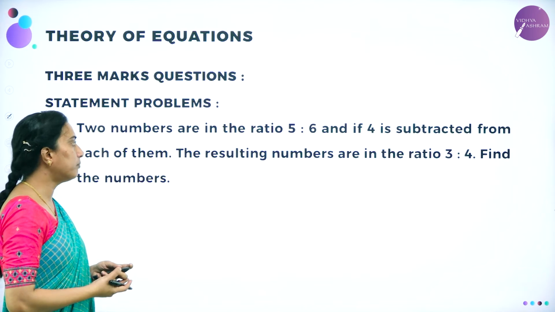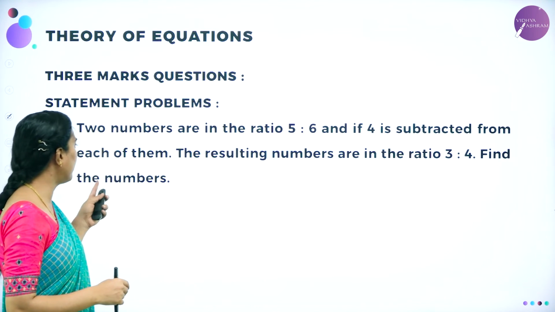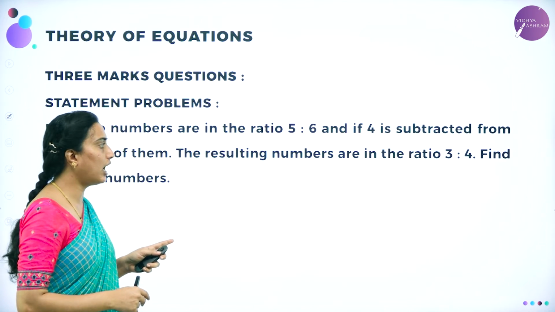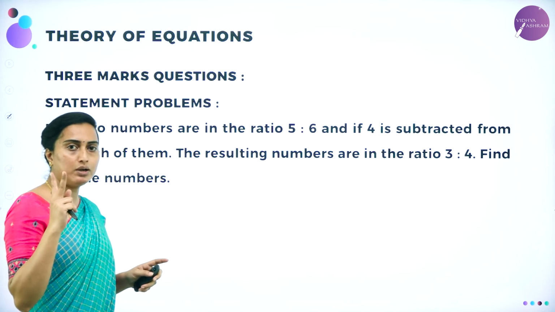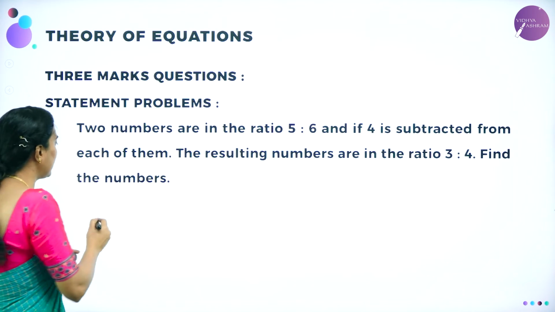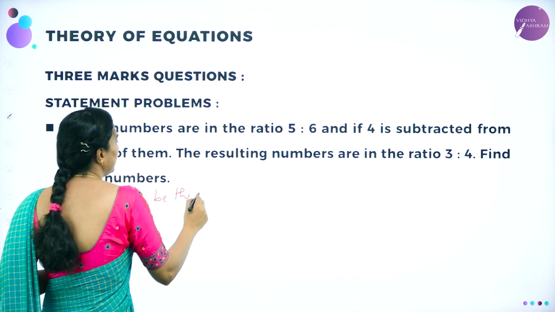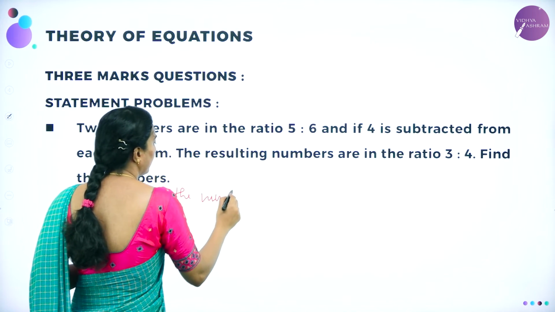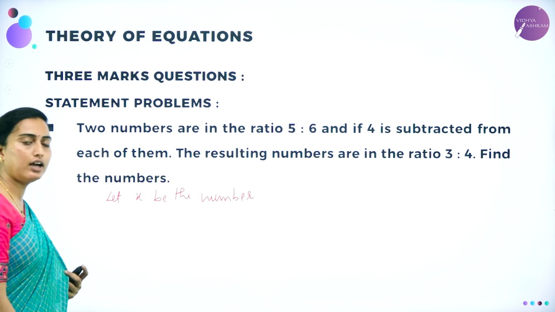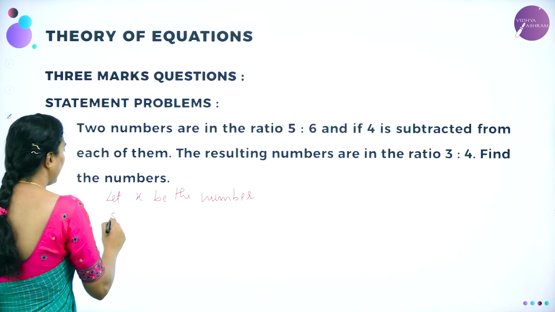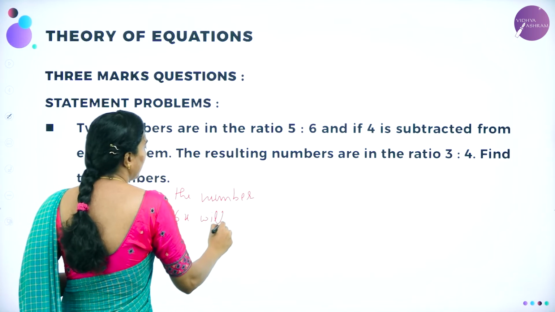What they've asked: two numbers are in the ratio 5:6, and if 4 is subtracted from each of them, the resulting numbers are in the ratio 3:4. Find the numbers. Two numbers are in the ratio 5:6 means let x be the number. Therefore, 5x and 6x will be the numbers.